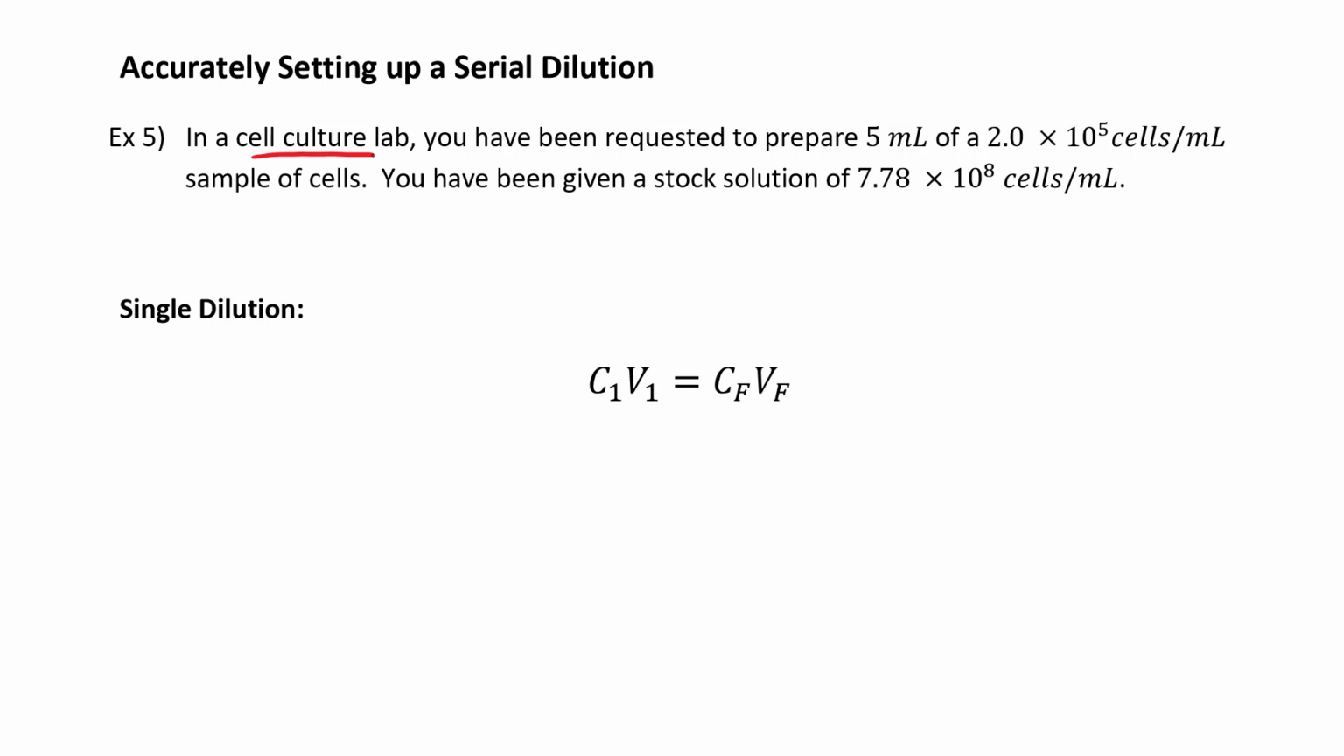So you're in a cell culture lab. You're requested to prepare 5 mils of a 2 times 10 to the 5 cell per mil solution. You count your stock solution and you obtain 7.78 times 10 to the 8 cells per mil. Let's pretend that we didn't listen to this lecture at all and we just did a single dilution. We just used C1V1 equals CFVF. Let's see what we get.